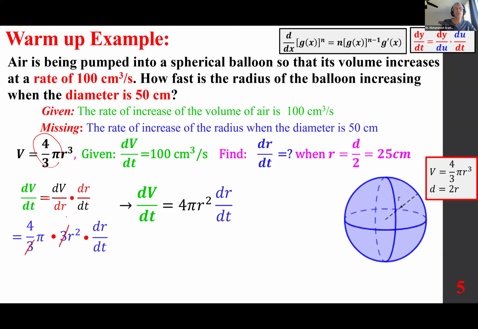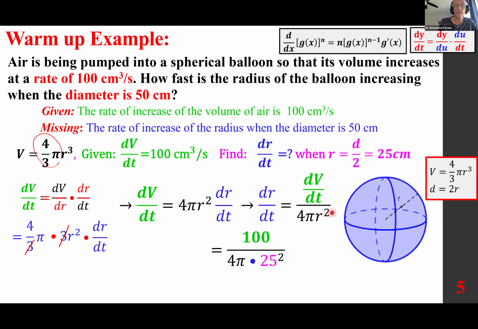We want dr/dt. We're going to divide both sides by 4 pi r squared. dr/dt becomes dV/dt divided by 4 pi r squared. Replace dV/dt with 100 cubic centimeters per second, with the units, divided by 4 pi times 25 squared. And bear in mind, if you want to put the units, for this one it would be cubic centimeters per second, for this one it would be centimeters squared. So you can see the result. Ultimately, the units would be the units of the radius over the units of time.